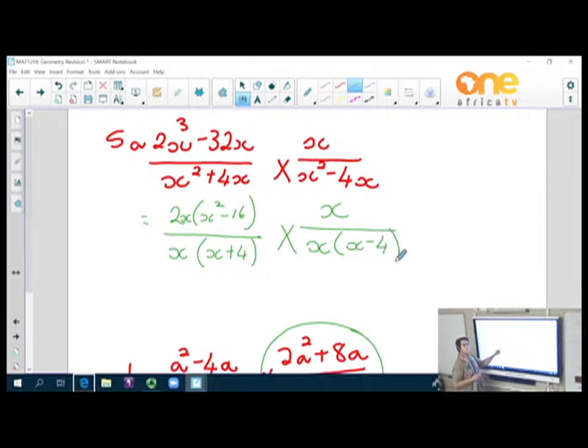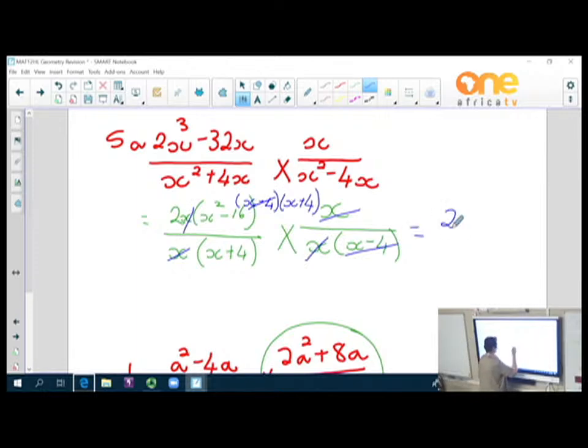But this one can factorize further. Look at this. This is the difference between squares. So I can factorize this one to be x minus 4, x plus 4. I can factorize that one further. And now you can cancel. So the x and the x will cancel. This one and this one will cancel. This x and this x will cancel. So I have 2, and this x plus 4 and x plus 4 can also cancel. So that is my solution 2 for that one.